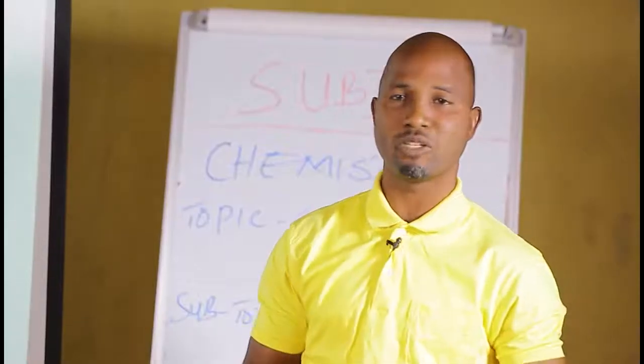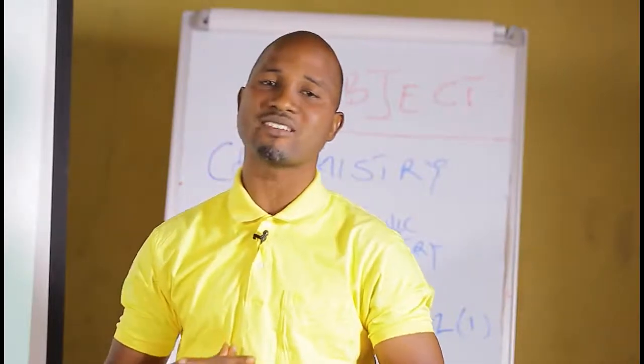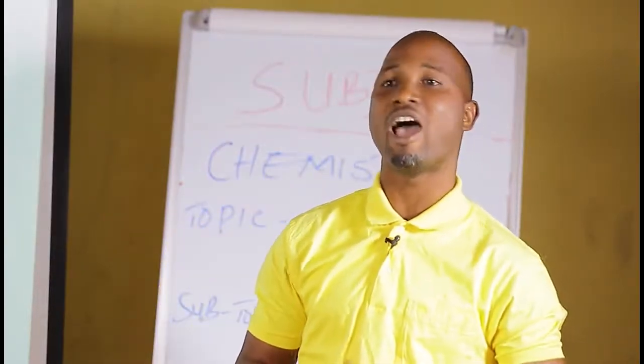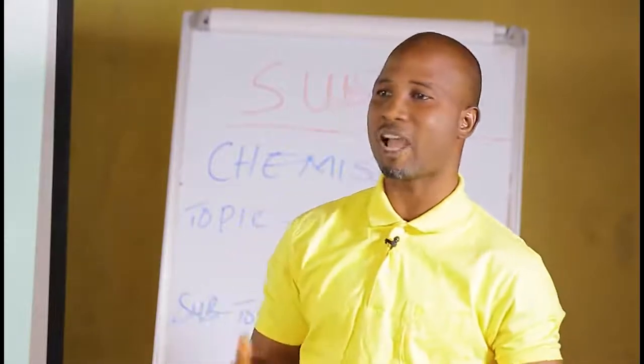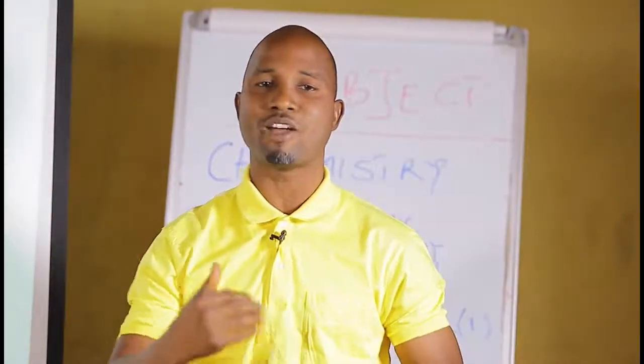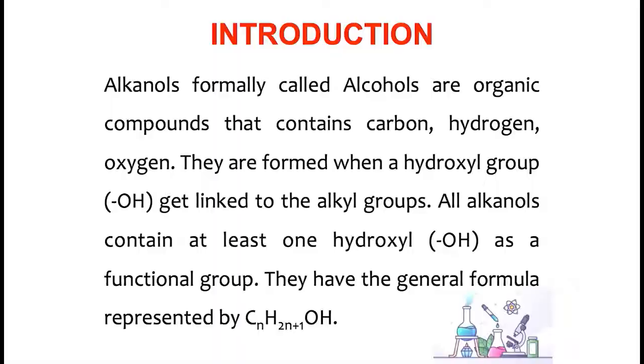Now, what is a functional group? In our previous lessons, I have told you that a functional group is a group of atoms, bonds, that determines the chemical property of an organic compound. So, the functional group of the alkanol is the OH.